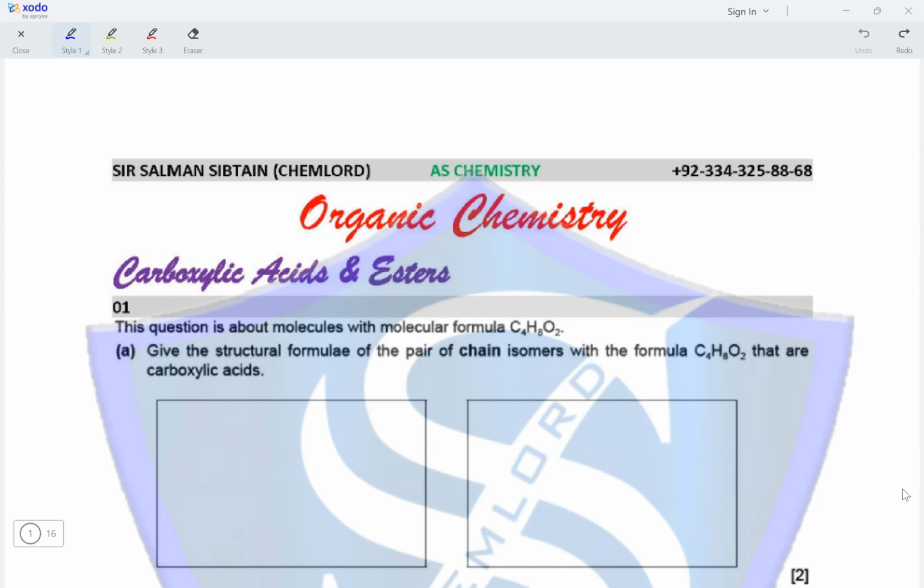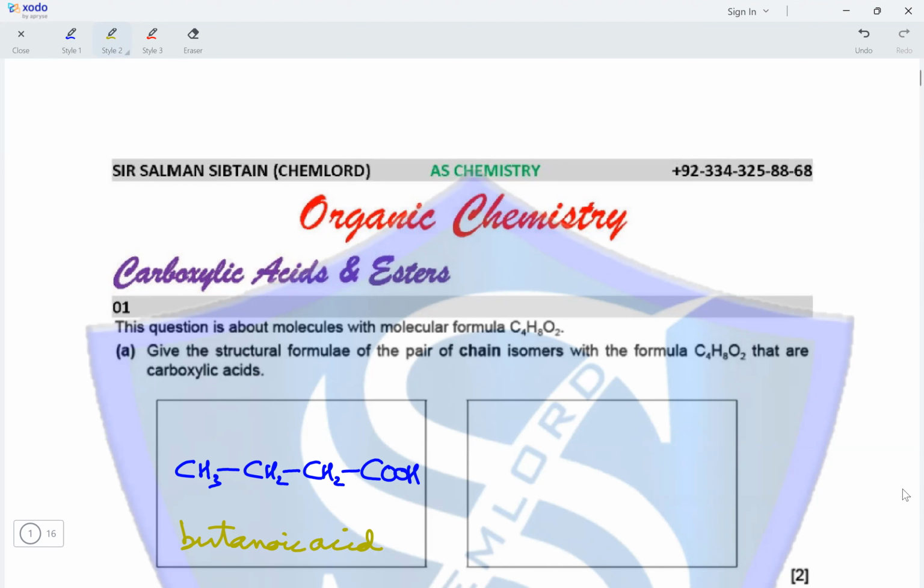Give the structural formula of the pair of chain isomers with the formula C4H8O2 that are carboxylic acids. So we start off with the simplest structure, that is a straight chain carboxylic acid. So this would be COOH followed by a CH2 group, followed by another CH2 group, followed by a CH3 group. So this is butanoic acid.